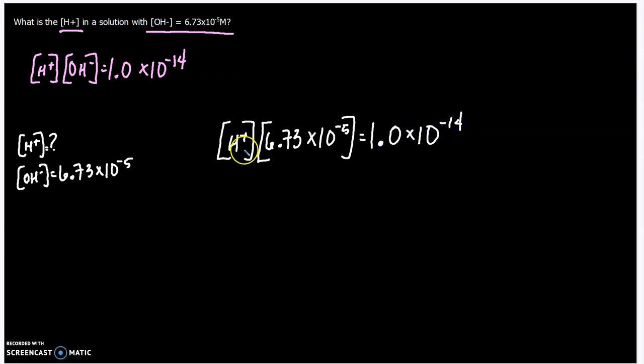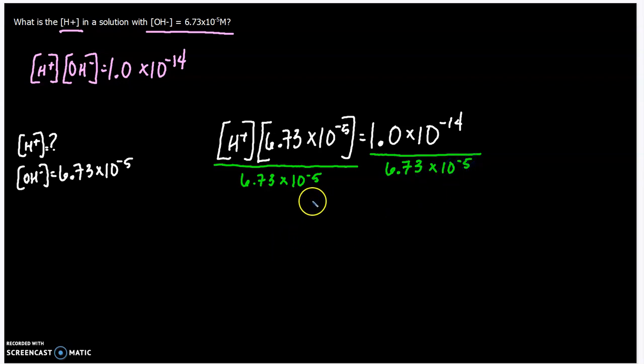I know these brackets look a little confusing, but all we're doing is multiplying. So I need to get H plus by itself, and the way I'm going to do that is by dividing both sides by 6.73 times 10 to the negative 5. Gotta do that to both sides. This is just simple algebra. Okay. So those will cancel. Goodbye. And we're left with this.